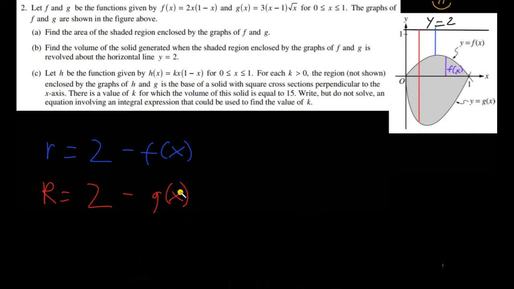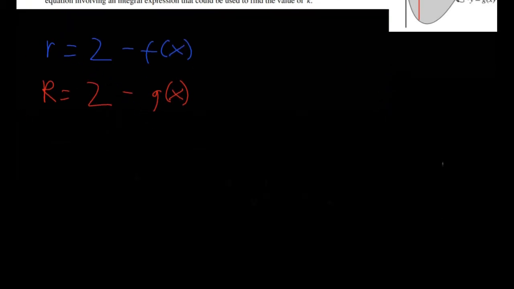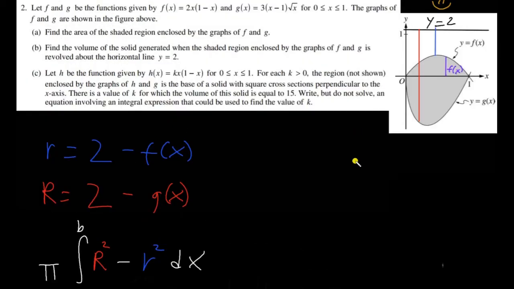So now that we've identified these two radii, you can plug in these two functions for f of x and g of x if you want. I'm just not going to do it to save time. So now that we've figured those two out, we can just plug them into our equation and we're good to go. So we did the hard part already. So the equation for this is pi times the definite integral from a to b, I'll get to a and b in a second, of big R squared minus little r squared dx. So a and b are the x values of your starting and ending points.